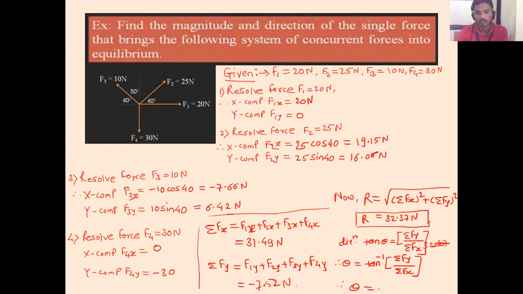Calculate the angle. How much will it be? Minus 7.52 divided by 31.49, tan inverse of that. Minus 13.43.